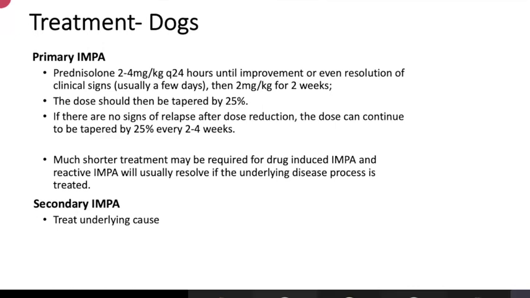In drug-induced IMPA and reactive IMPA, they usually resolve fairly quickly if the underlying cause is treated or removed, and that does depend a little bit. Cases of reactive IMPA due to neoplasia might be a little bit harder to treat and may still require immunosuppressive therapy in combination with chemotherapy. And then for secondary IMPA, generally you treat the underlying cause. So if it's secondary to an infection, it can resolve fairly quickly.